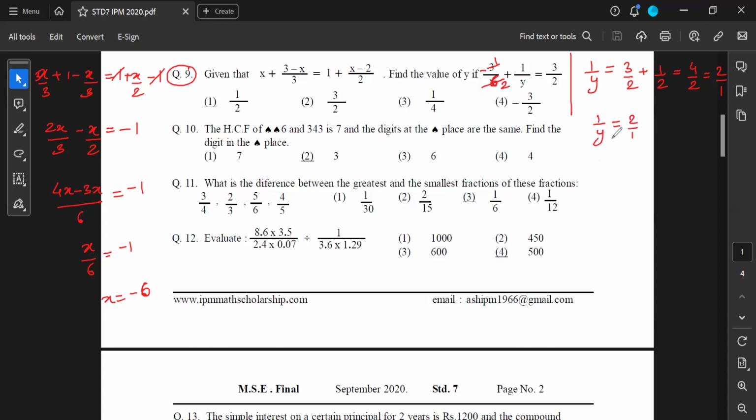I have to simply invert, उल्टा कर दो. Numerator को denominator में, denominator को numerator में. Do it on both sides. So when I shift them, this becomes y and this 2 by 1 becomes 1 by 2. Hence y is equal to 1 by 2. Option 1 is your correct answer.